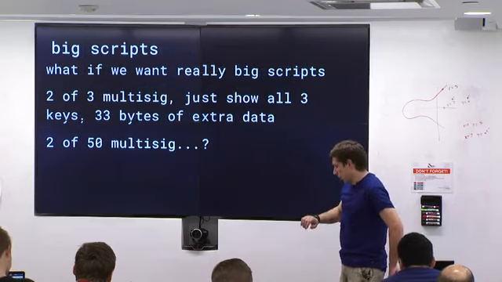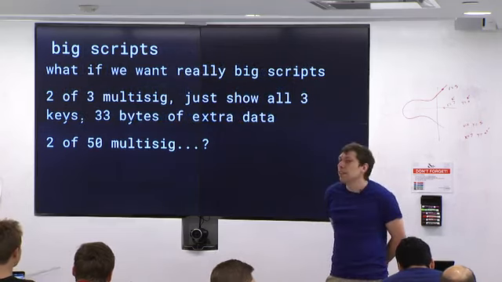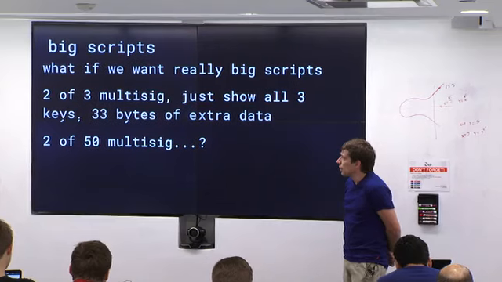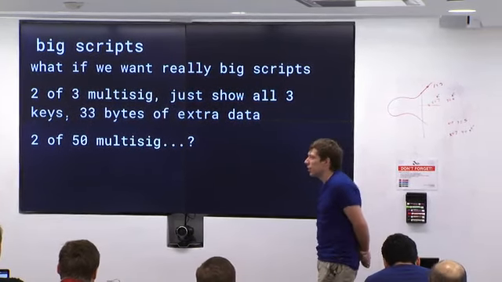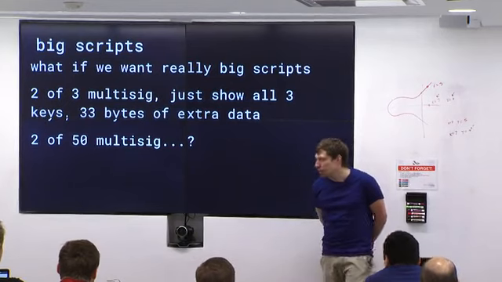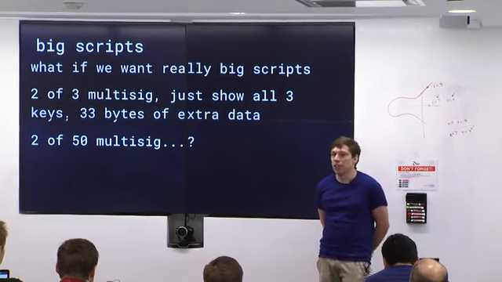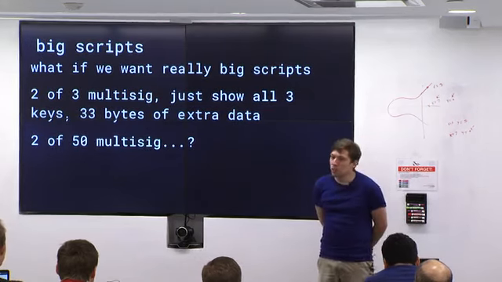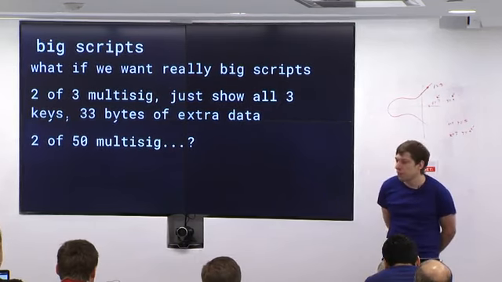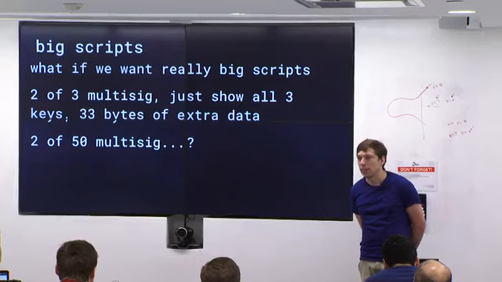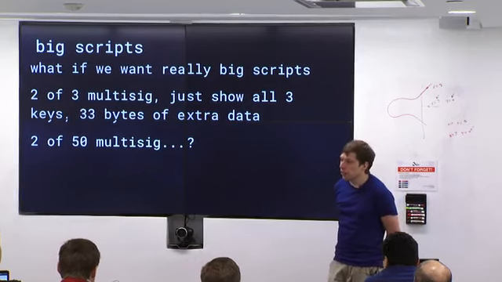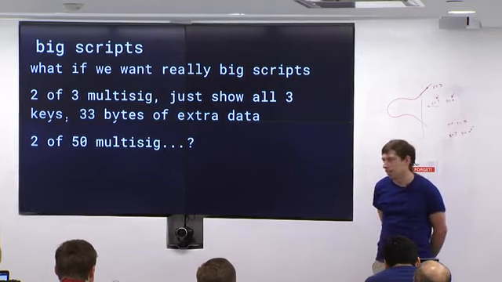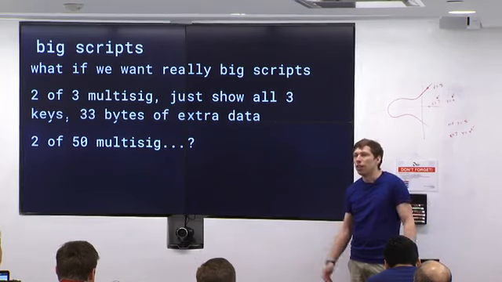Okay, so the question for today: what if we want really, really big scripts? 2 of 3 multisig is cool. We can just show all 3 keys. And there's 33 bytes of data that don't really get used, right? If you're signing with 2 of the 3 keys, that means 1 of the keys never got used. It was sort of there and pointless. But whatever, it's 33 bytes. So what if you want to do 2 of 50 multisig? Here's 50 different keys, and any 2 of these people can sign. Maybe you're in a company with 50 employees, and the policy is that any 2 of these people can use the coins for spending, like buying lunch or whatever.